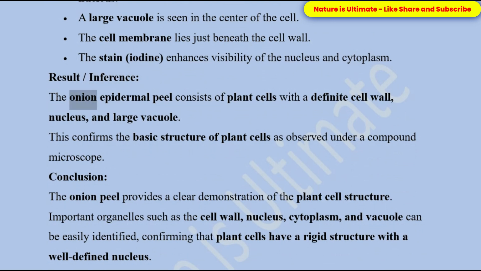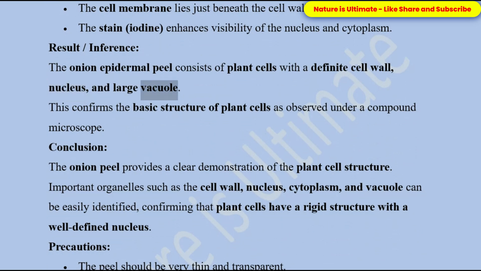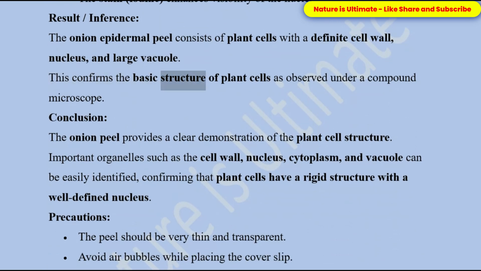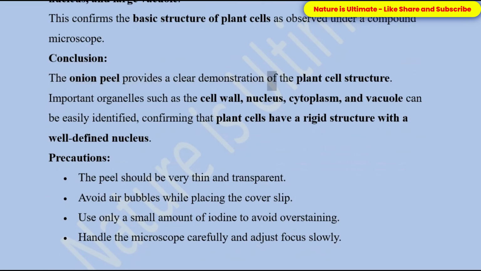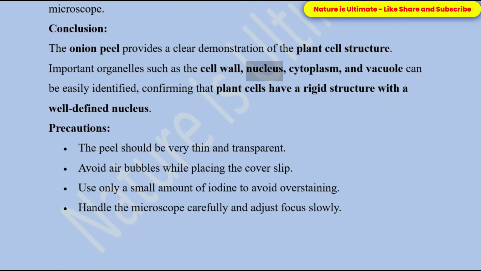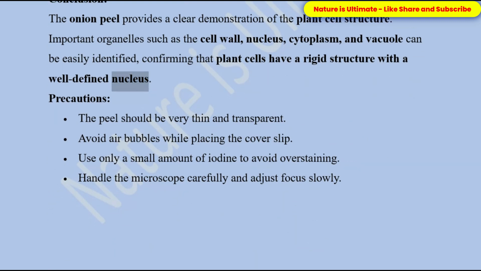Result/inference. The onion epidermal peel consists of plant cells with a definite cell wall, nucleus, and large vacuole. This confirms the basic structure of plant cells as observed under a compound microscope. Conclusion. The onion peel provides a clear demonstration of the plant cell structure. Important organelles such as the cell wall, nucleus, cytoplasm, and vacuole can be easily identified, confirming that plant cells have a rigid structure with a well-defined nucleus.